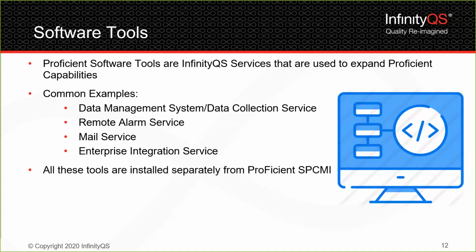And then one other note that we have to take note of, and I kind of mentioned this before, is that all of these software tools are installed separately from Proficient SPC, okay? This is completely installed separately from Proficient SPC. So just keep that in the back of your head as we keep talking about software tools here. Since we know that it is installed separately, it is also licensed separately, meaning that you have to get a separate license. You have to talk to your account manager and say, hey, I want DMS DCS. Hey, I want EIS. These are all separate, so you have to explicitly say that so that you can get a separate license for it.